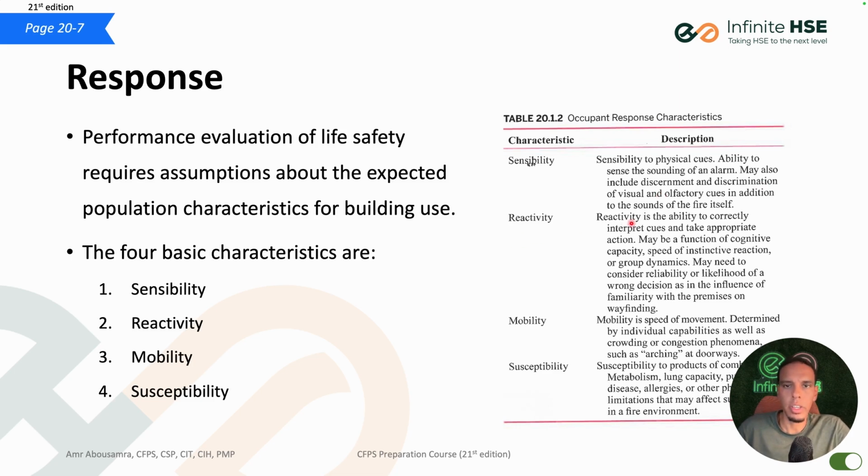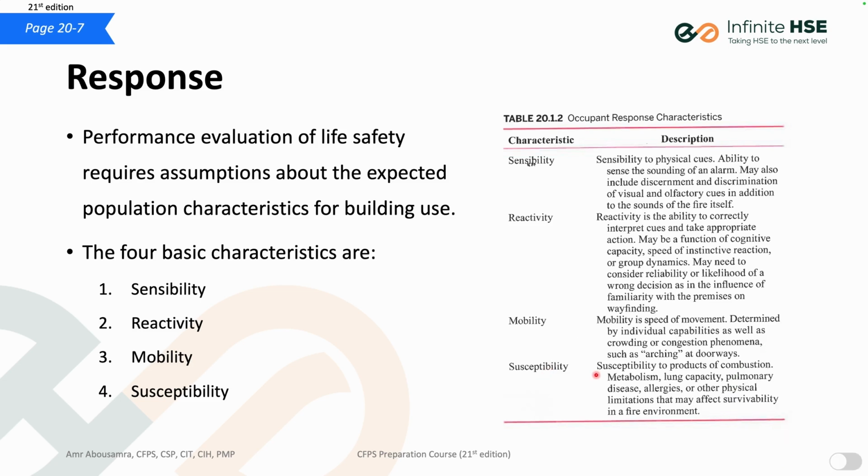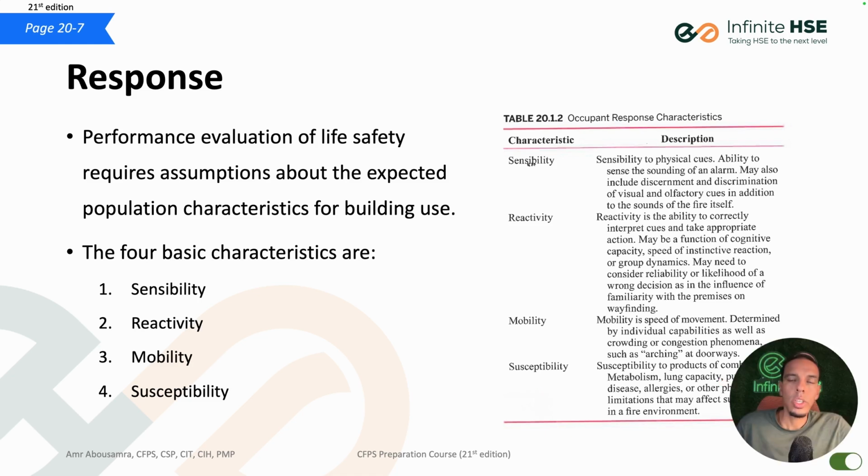Second thing, reactivity. Reactivity is the ability to correctly interpret cues and take appropriate actions. Third thing is the mobility, and mobility is speed of movement, and it's related to individuals' capabilities. And last thing, susceptibility, and this is related to the products of combustion, metabolism, lung capacity, allergies, or other physical limitations that may affect survivability in a fire environment. So these are the 4 characteristics that affect the response to the fire event.